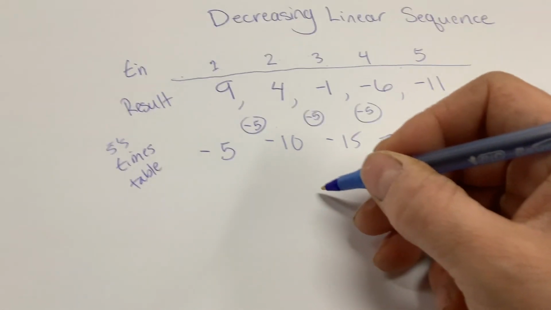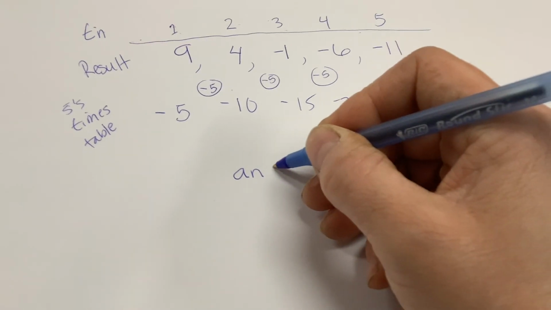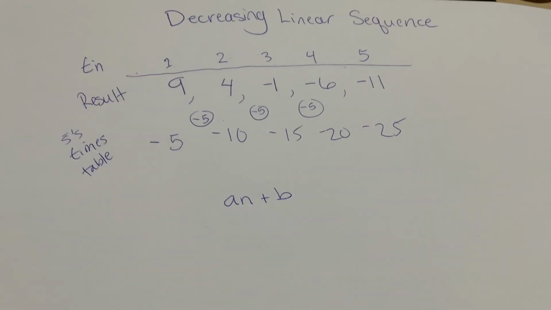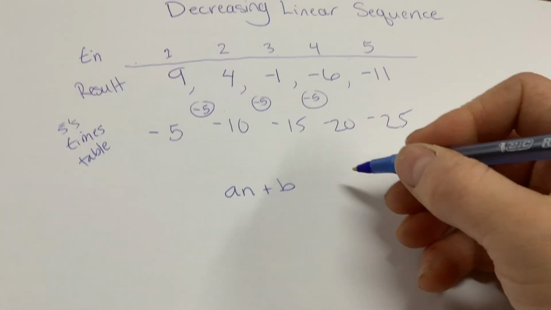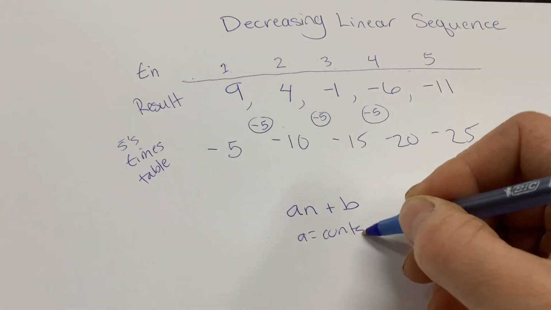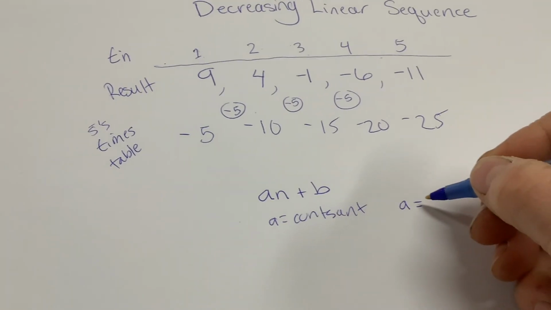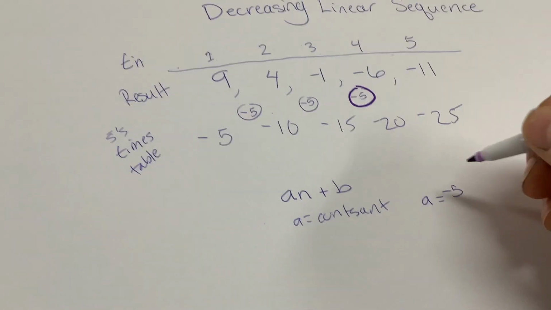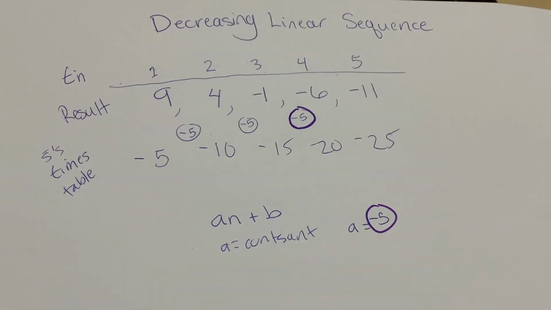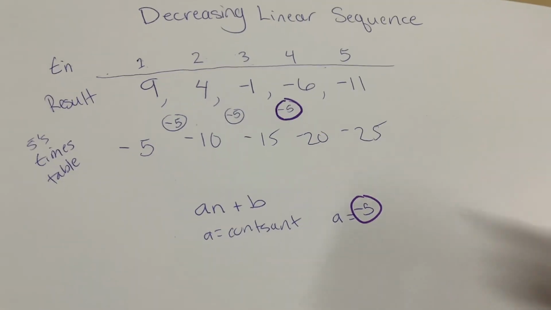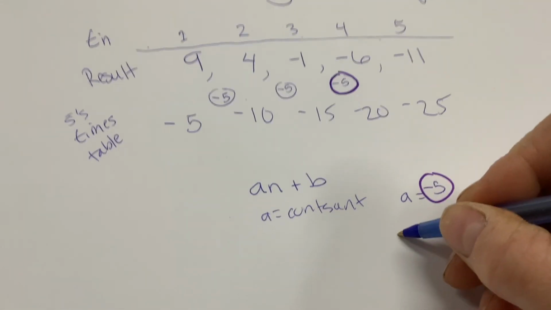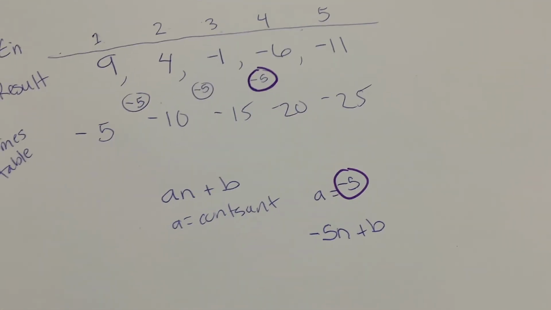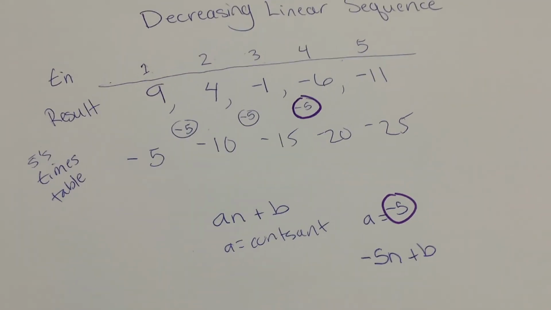Our formula for finding an expression for a linear sequence is an plus b. So a is what we call the constant, and in this case it's constantly going down by 5, so it's negative 5. Okay, so we have part of our expression done now. That means we can write negative 5 in there for a, and this is what we're left with: negative 5n plus b. So now what we need to do is figure out what b is.